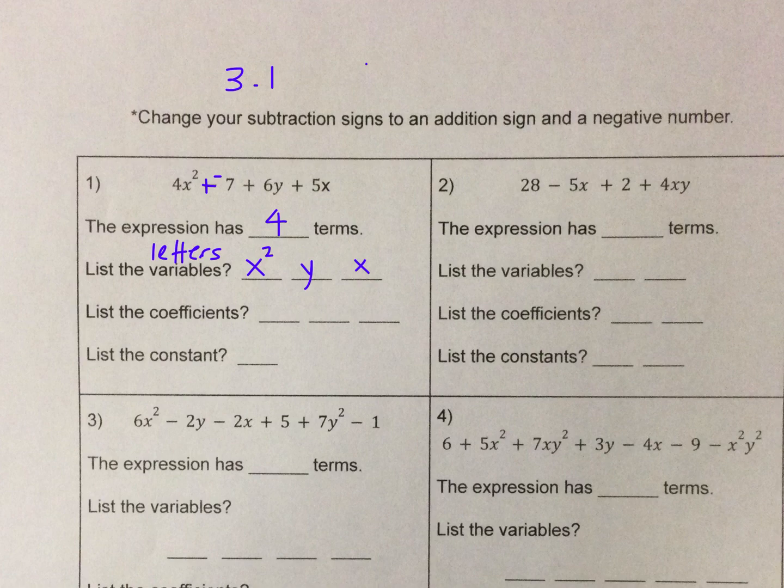Let's see. I'll write this. Terms, we need to think of groups. Variables, we think of letters. Coefficients, this is the number in front of letters.